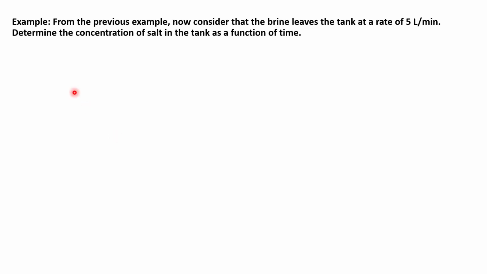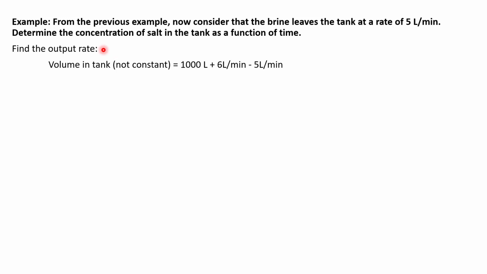So now, let's say from this previous example, we want to consider the brine leaves the tank at a different rate. So 5 liters per minute. It's going to get a little bit more involved here. And this time we're going to determine the concentration of salt in the tank as a function of time. So we don't have to solve for t this time around. We're actually just finding a function that's going to tell us about the salt at time t. So our output rate is going to change, not our input rate.